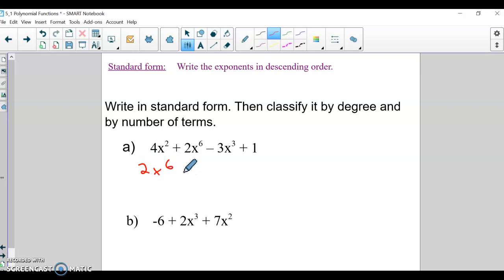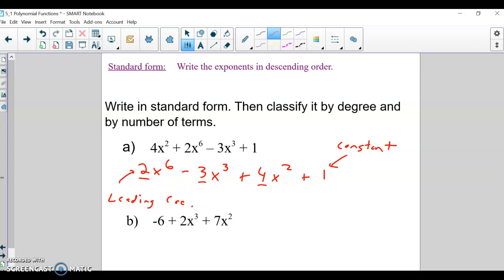So you put the x to the 6th part first, then the x cubed part. X squared is the next highest exponent. And then the last number is oftentimes called a constant, because that does not change with the value of x. All the other terms depend on what x is, but 1 is always 1. So the part without x is often called a constant. The other thing you might want to label here is these numbers in front of x are sometimes called coefficients. And this first one we'll refer to as the leading coefficient. You'll hear that a little bit in this chapter. It's not a super important thing, but you might hear it.